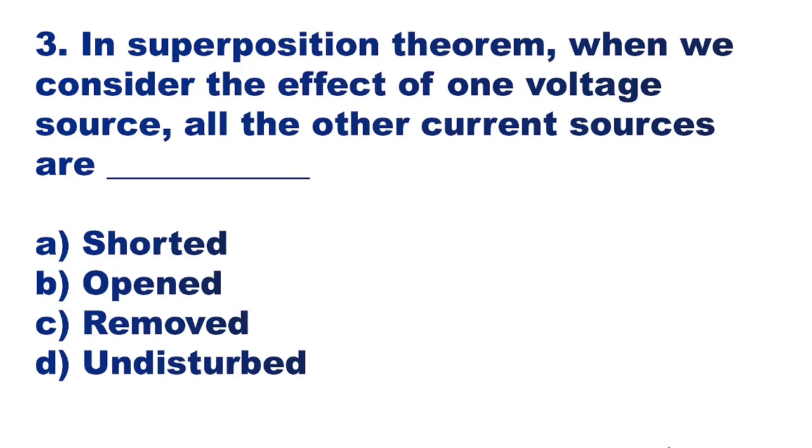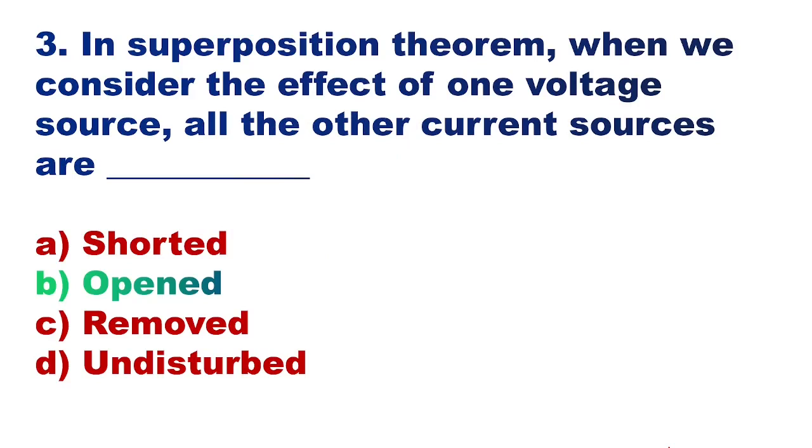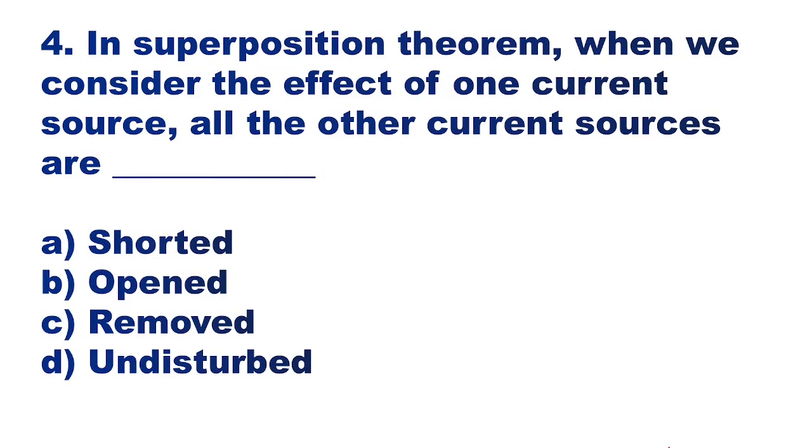In superposition theorem, when we consider the effect of one voltage source, all the other current sources are dash. So here we are seeing about eliminating current sources. So current sources should be opened. So here option B will be the right answer, that is opened. Again the same explanation we can give: in superposition theorem, when we consider the effect of one voltage source, all the other current sources are opened and voltage sources are shorted. So here we can see option B, that is current sources are opened, which we want to eliminate. So option B is the right answer. Then we'll go to the next question of the same kind.